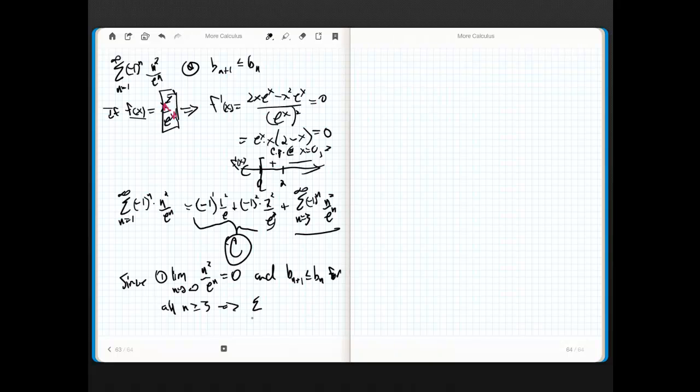That implies that the sum as n goes from 1 to infinity of negative 1 to the n squared over e to the n converges. I just proved it converged. All right, now that's a lot of work. That's a lot of work, but really for this series, it's kind of the only thing that you can do.